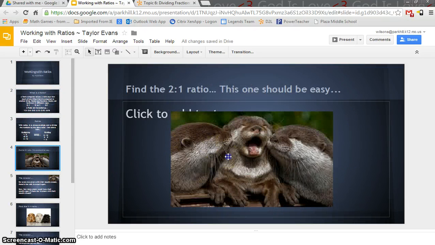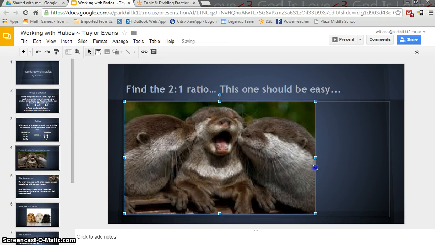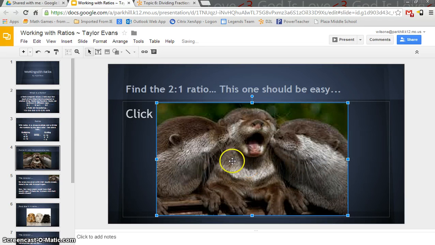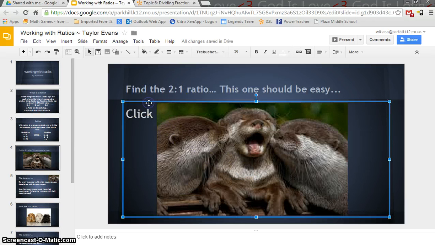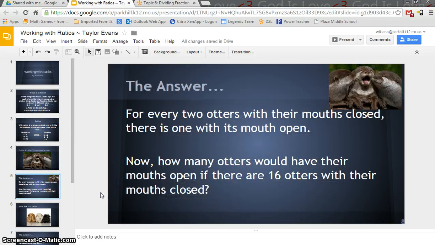She's got this cute little picture of an otter, and I'll just go ahead and make this picture a little bit larger so you guys can see that. And it says, find a 2-to-1 ratio. So the 2-to-1 ratio is what? Should be easy. Tell your neighbor. All right, hopefully you got it by now. It is in fact that for every 2 otters that are closed, there's 1 mouth that is open. For every 2 otters with their mouths closed, there's 1 that's got its mouth open.